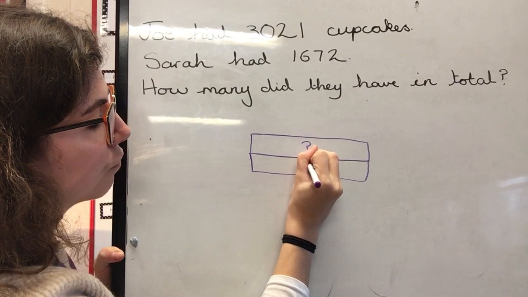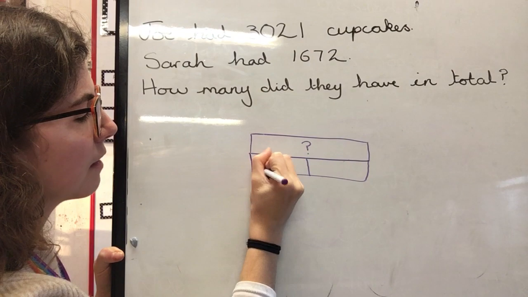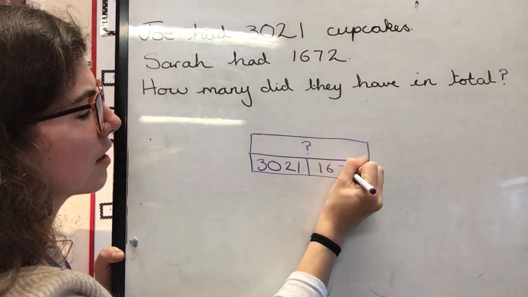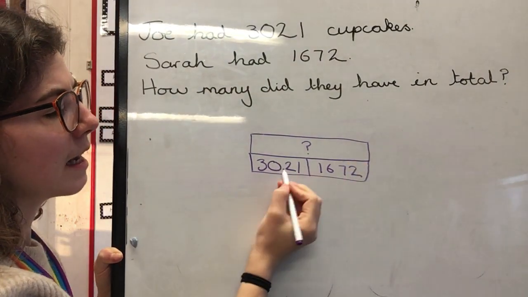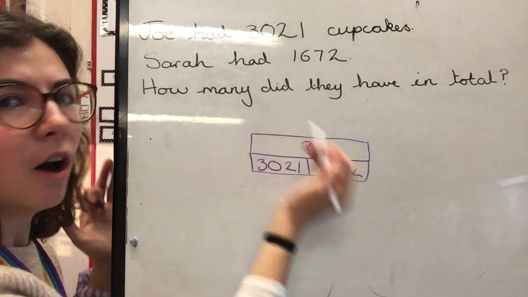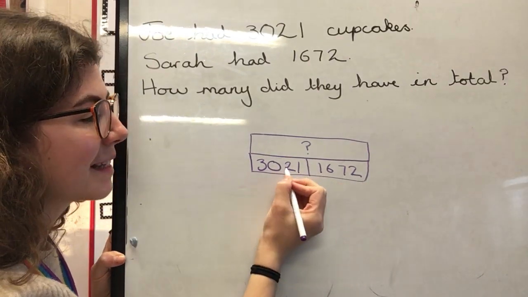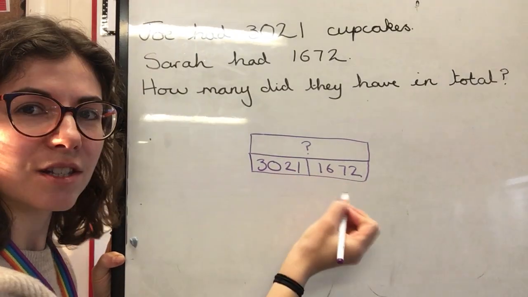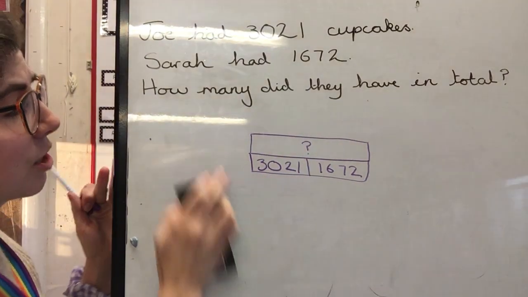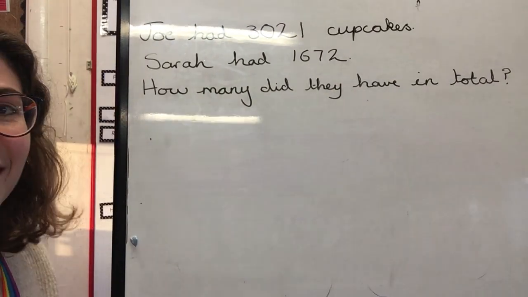So, I'm going to draw out the two parts that I do know. I know that Joe had 3,021 cupcakes, and I know that Sarah had 1,672. I can see that these are the two smaller parts. How many they had in total will be the whole, so it will be a bigger number. What do I do to find it? Well, I must add my two parts together, just like we did in the previous model. Bar models can be used when we're just adding two numbers together. But they can also be used when we have three numbers to add together.